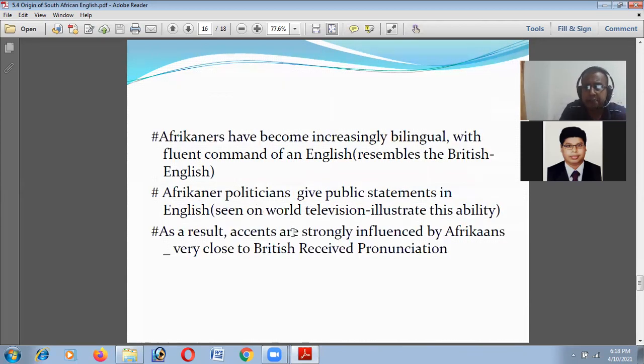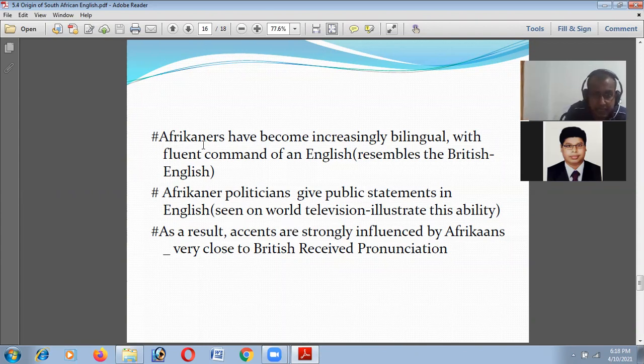Africans have become increasingly bilingual, with fluent command of an English that resembles British English. African politicians give public statements in English, as seen on world television, which illustrates this ability. As a result, accents strongly influenced by Afrikaans are very close to British received pronunciation. So that is the history of African English.